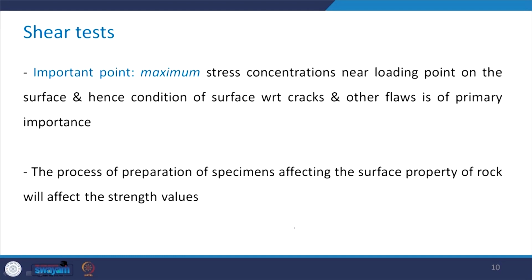Let us say that during the process of preparation of a specimen, there has been damage to the surface of the specimen. That will have a direct effect if you conduct these types of tests. So, you see that the process of preparation of these specimens, affecting the surface property of the rock, will also affect the strength value, which is really not desirable. One needs to avoid that.